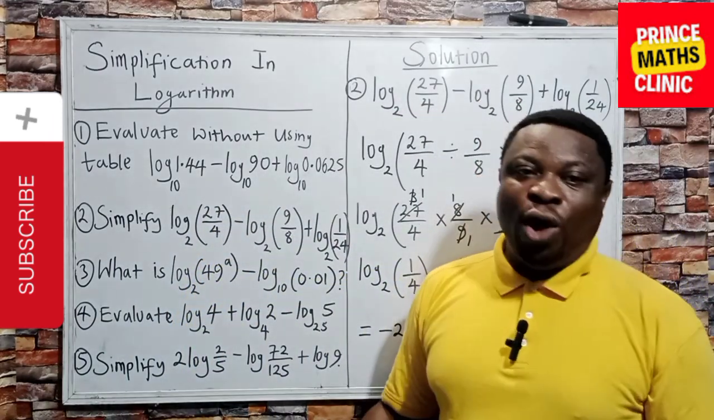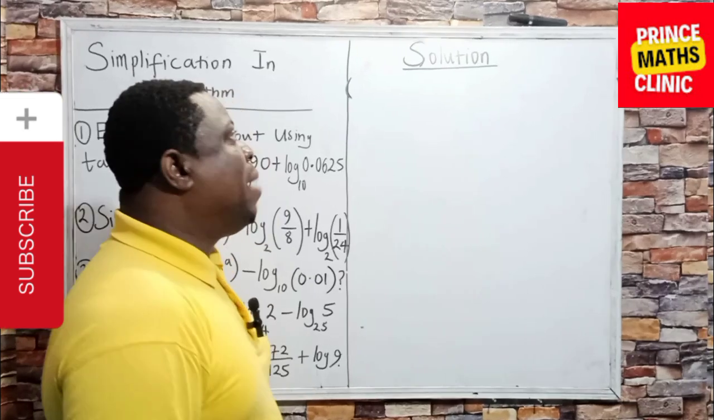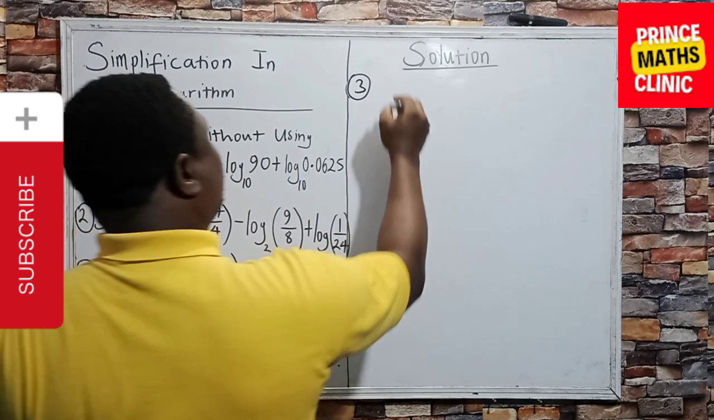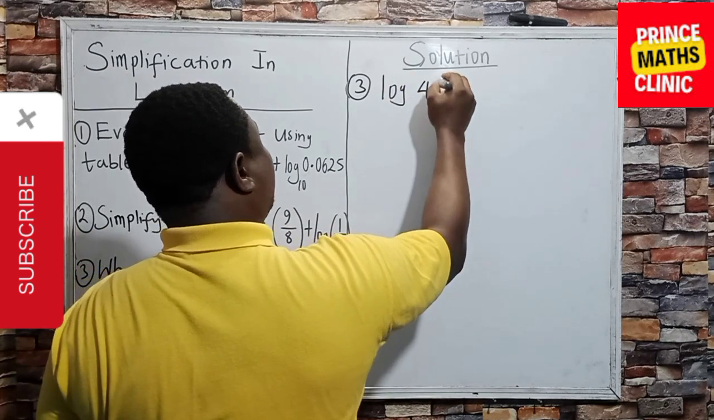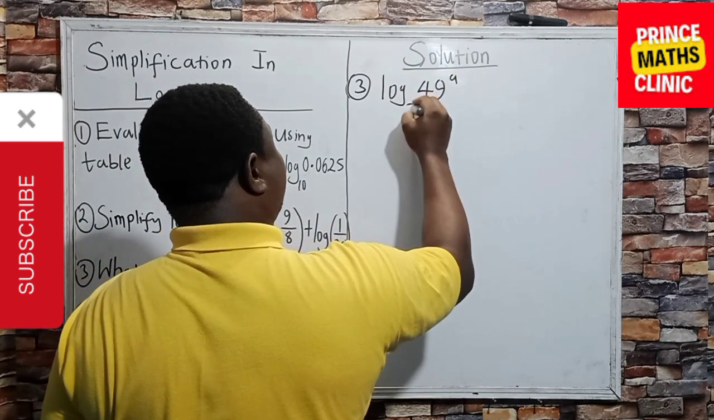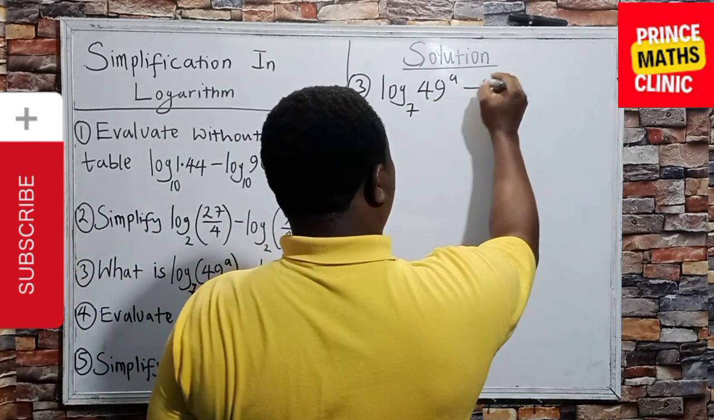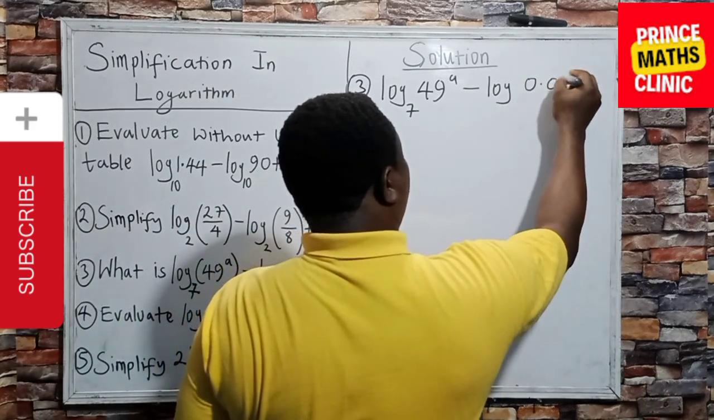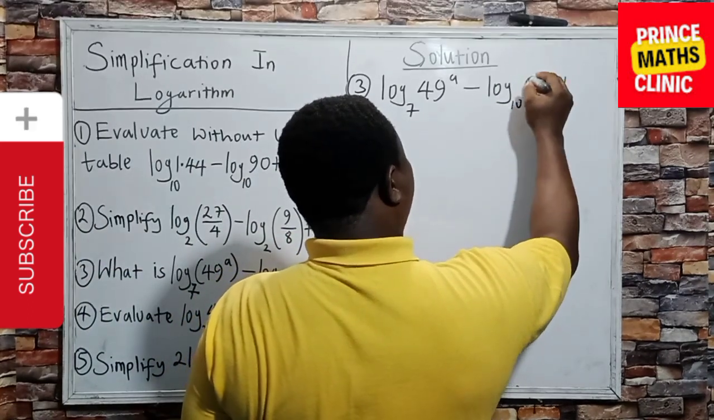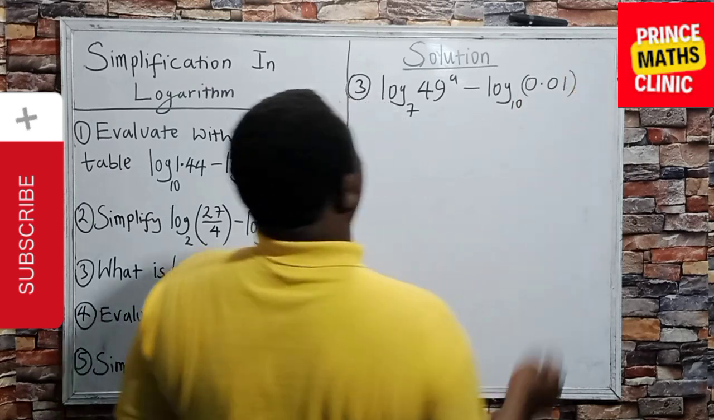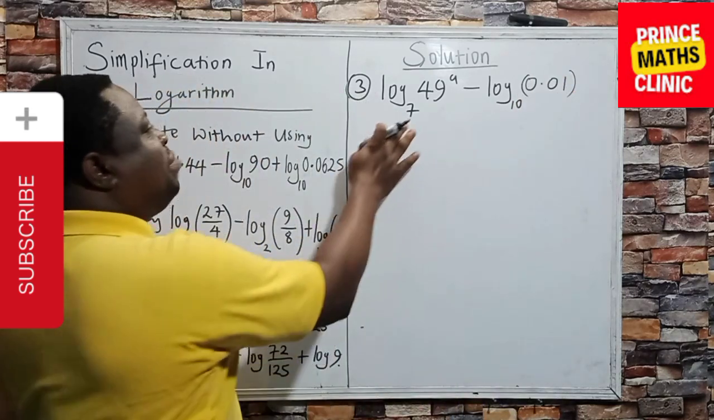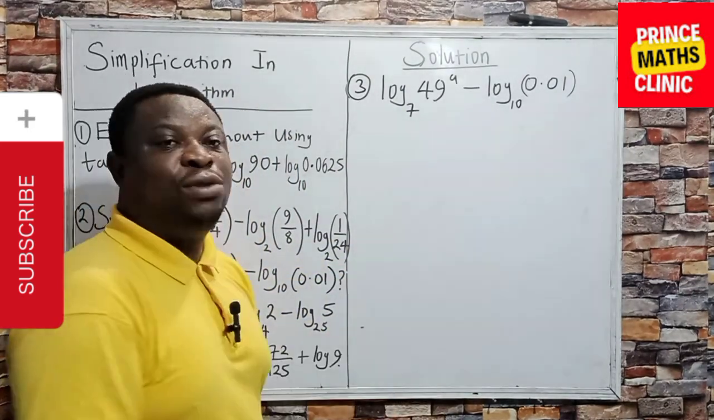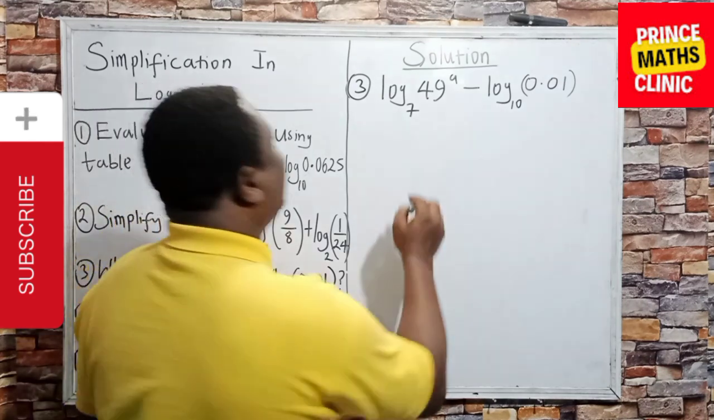Now let's look at the third question. The number 3 question says that log of 49 to the power of a base 7 minus log of 0.01 base 10. Good. Now you notice that the bases are not the same, but don't let that bother you, because this question is about to crumble like a pack of cards.